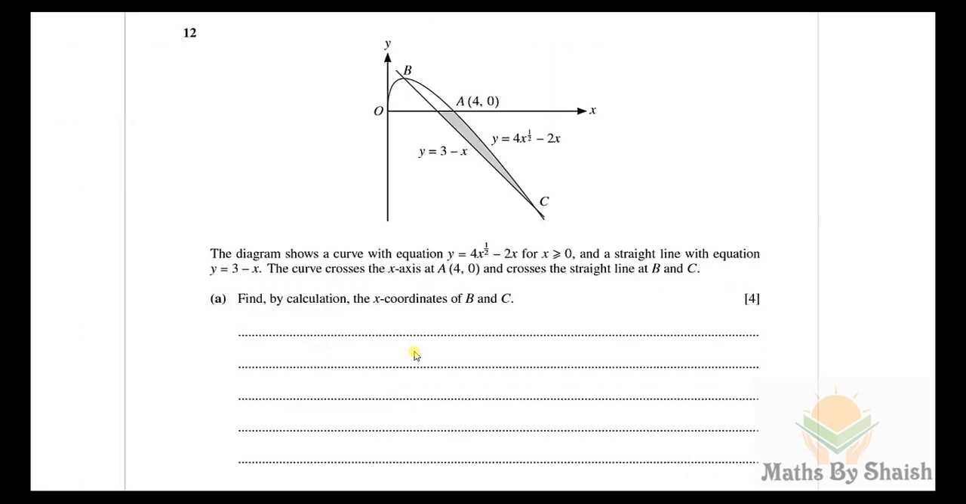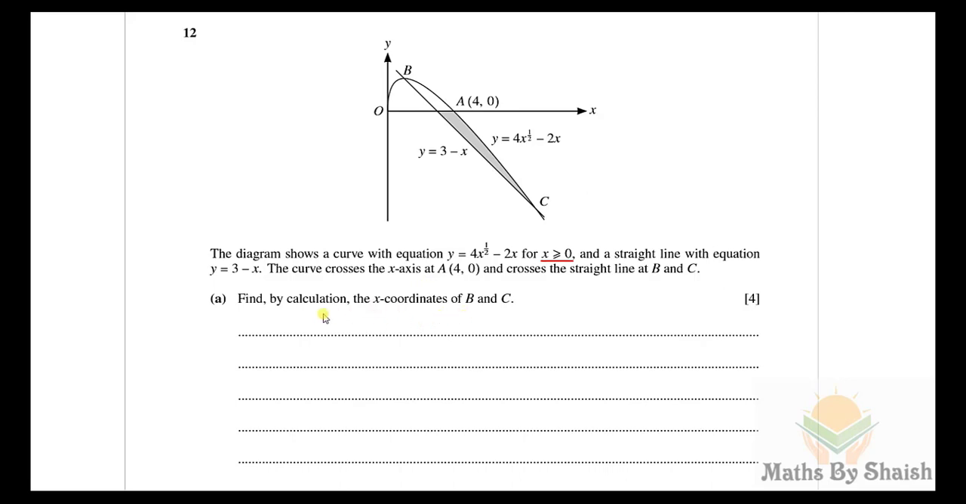Here's question number 12. The diagram shows a curve with equation y is equal to 4x to the power 1 by 2 minus 2x for x greater than or equal to 0 and a straight line with equation y is equal to 3 minus x. The curve crosses the x-axis at A (4, 0) and crosses the straight line at B and C. Find by calculation the x coordinates of B and C here.